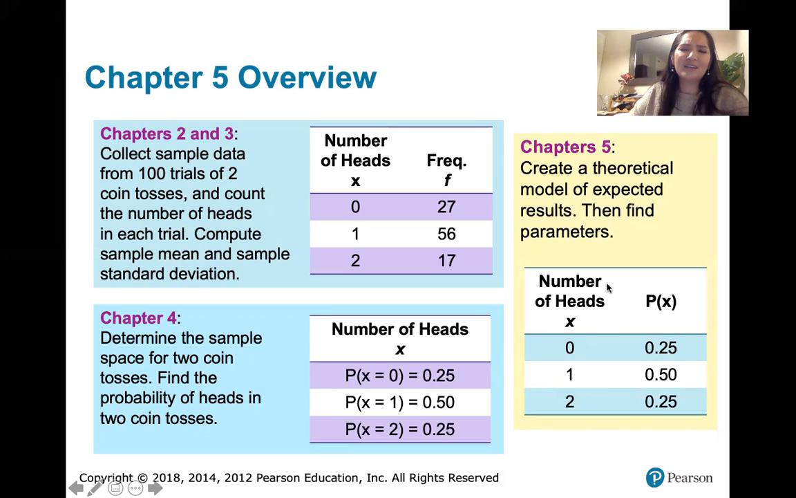So it is definitely a combination of what we did in Chapters 2 and 3 and 4. The only difference is here we've got probabilities in this right column rather than frequencies. Frequencies are counts of something that actually happened. Probabilities are expectations for what we think ought to happen.